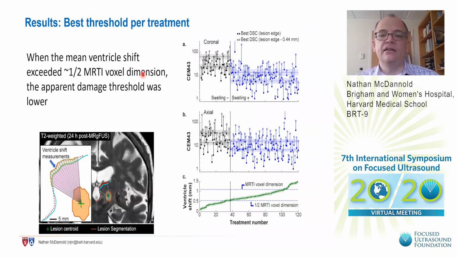Here I plot the patient-specific thresholds for the 120 cases, and I sorted them by the amount of shift in the ventricle that I measured after registering the planning images to the 24-hour images. This is due to tissue swelling over 24 hours. I found that after the shift in the ventricle exceeded about half of the thermometry voxel dimension, the apparent threshold for damage appeared to drop. Using this information, I could divide the cases between those that had swelling and those that did not.